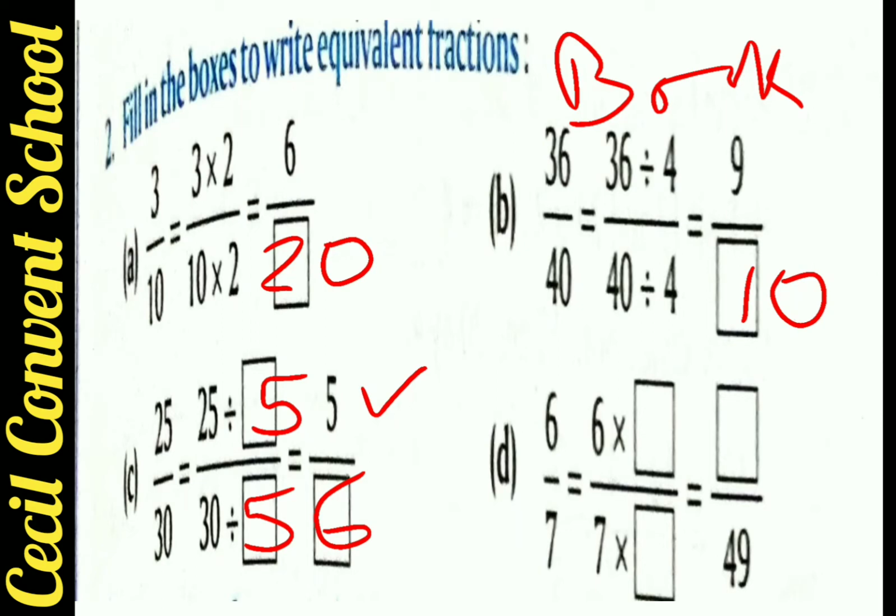Clear? Now 6 by 7, you have to multiply by which number you get denominator 49. You know that you have to multiply by the same number. So firstly you get a clue from the denominator. Means 7 you multiply by which number you get 49? You have to multiply by 7 only. So it means in the numerator also you have to multiply by 7. So 6 sevens are 42.